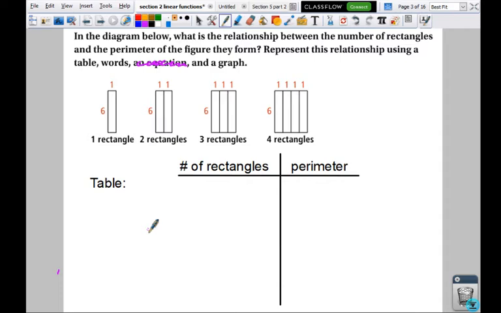Let's go to the back. Alex, do you remember what perimeter is? Yes. What is it? I don't know. So you don't know. It sounds familiar. Yeah, you've done it before. Kyle, you remember what perimeter is? Jared, do you remember what it is? Anybody remember what perimeter is?